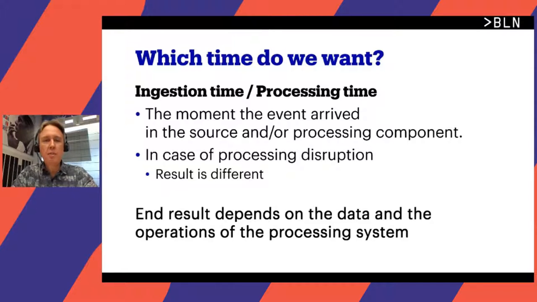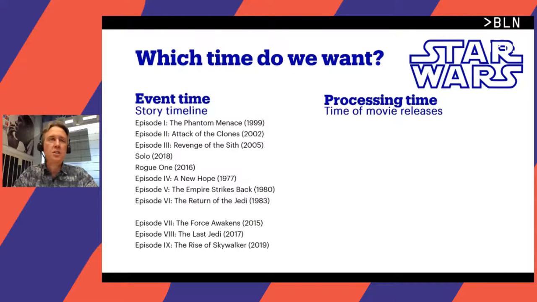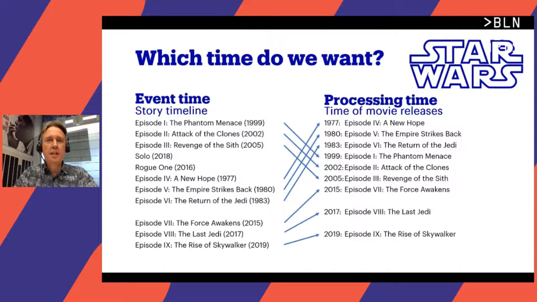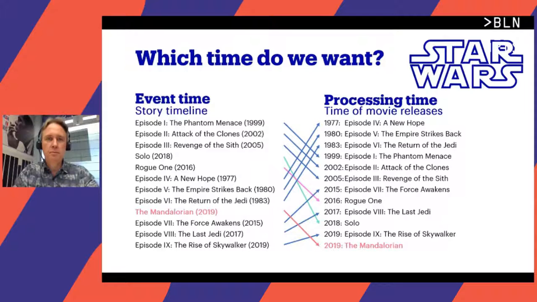Now, the most common example to explain all this is Star Wars, where we have the story time, or event time, that goes from episode 1, 2, 3, 4, 5, 6, etc. Yet the arrival of the movies was that we first got the middle three, then the first three, and then the last three, and the side stories were dabbled in between, also in the wrong order. And then later on, they created a nice series called The Mandalorian, which is also somewhere halfway. So processing time is a fundamentally different thing than event time.